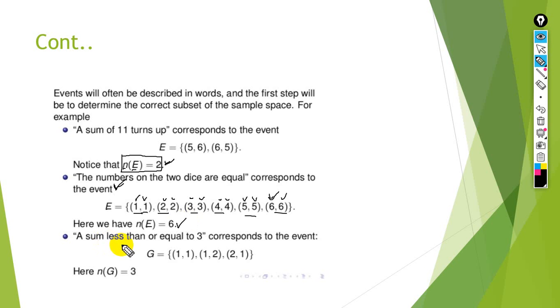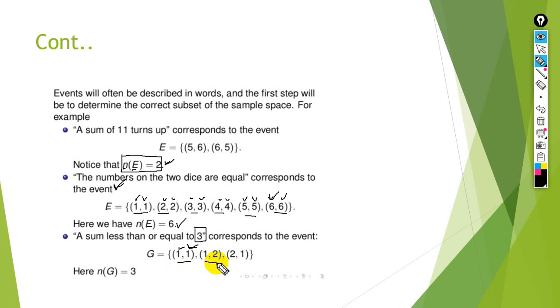Okay, so next a sum less than or equal to 3 corresponding to the event. So now we should find the outcomes when we take the sum of those outcomes, the sum which is less than or equal to 3. For example, if we take 1 and 1, and add them, the answer is 2. So according to our condition, this outcome is correct.